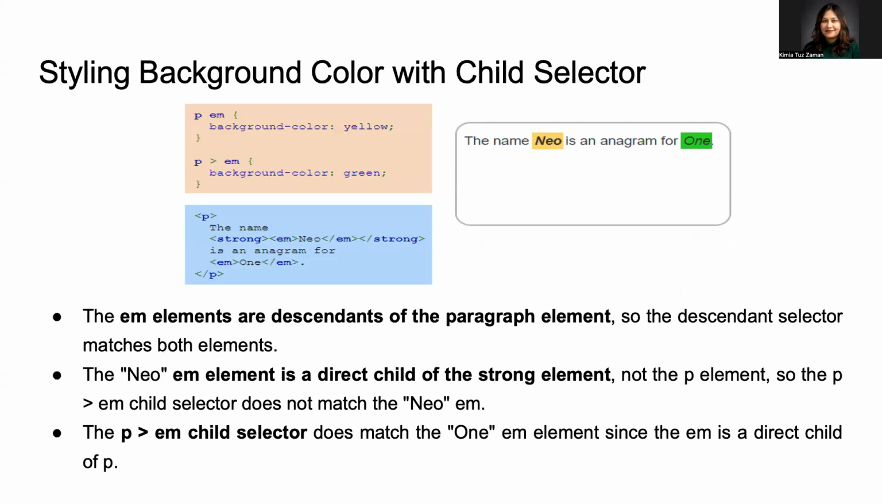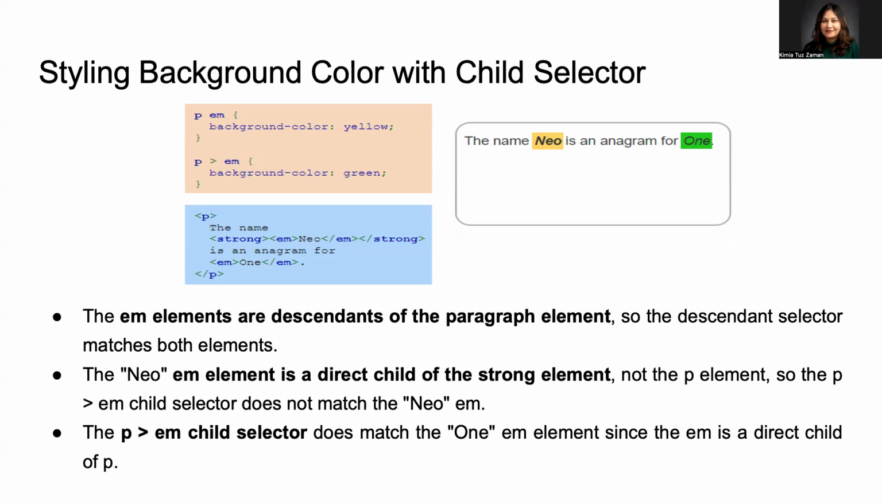Now, let's look at a practical example of the child selector in action. Here we have two rules written. The first, p em, background color yellow. This is the descendant selector, so it will style any em that's inside a p, no matter how deeply nested. And then p greater than em, background color is green. This is the child selector. So it will only style an em that is a direct child of a paragraph element.